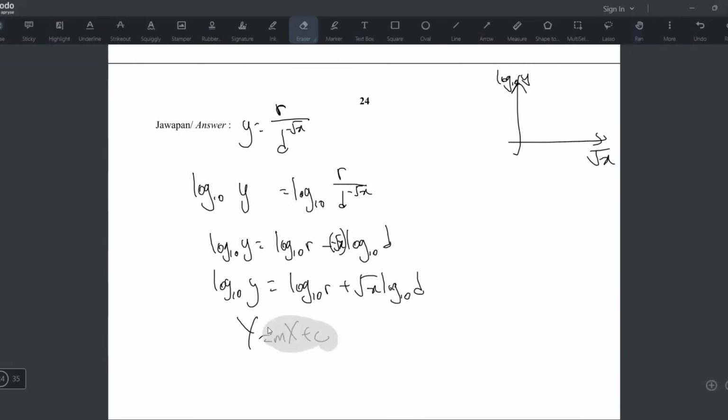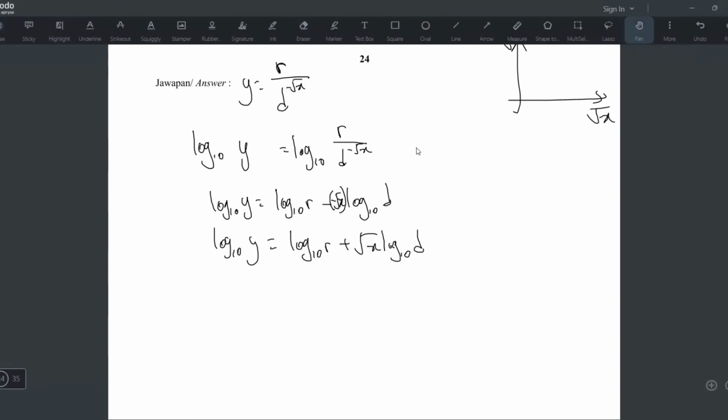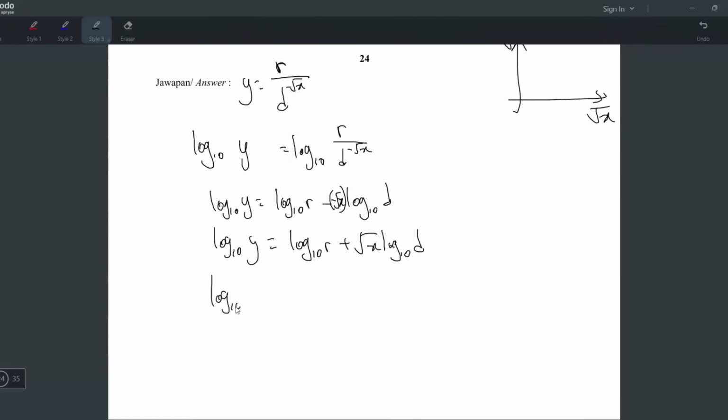Okay, now I have to arrange a bit. Saya kena susun jadi mx plus c. So this will be the y. Okay, kalau nak susun mx plus c, I have to write this one first. Tapi saya tak boleh tulis square root x darab log d. Saya kena tulis log d darab square root x because my x-axis is square root x. So that's why you have to write m dulu baru tulis x and then tambah c, which is the log 10r. So now that's your linear form lah. Sudah siap. So y equals mx plus c.